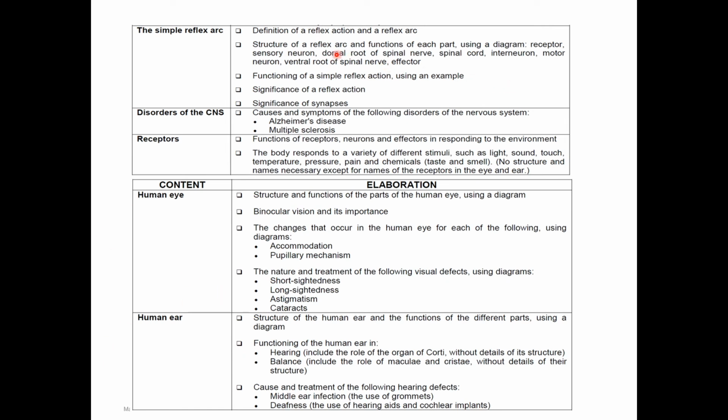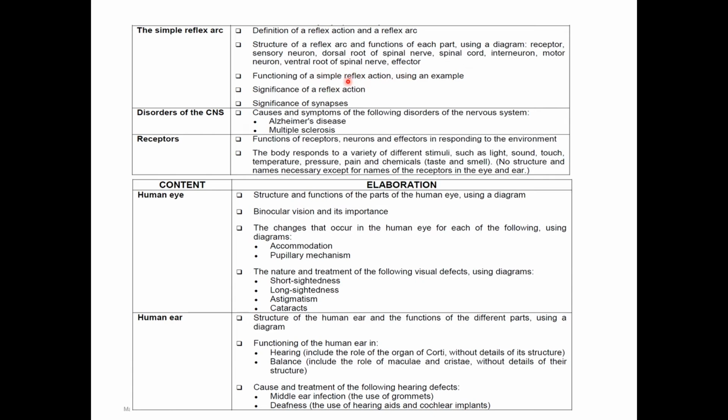Right. Let's look at the reflex arc. You must know the definition of a reflex action and a reflex arc. In the structure of the reflex arc, you must know the functions of the receptor, the sensory neuron, the dorsal root of the spinal nerve, the spinal cord, interneuron, motor neuron, ventral root of the spinal nerve, and the effector.